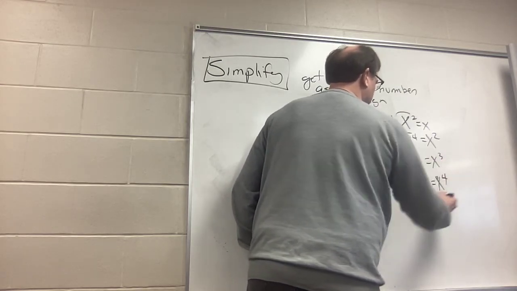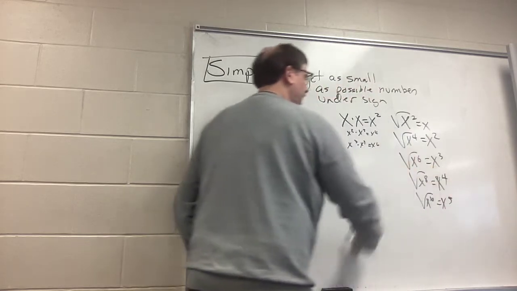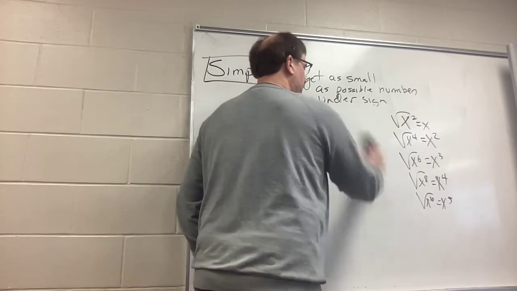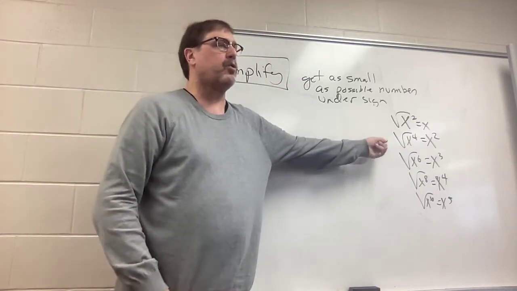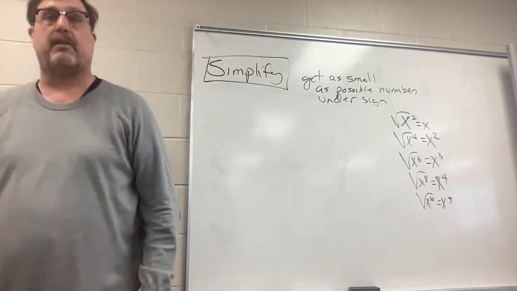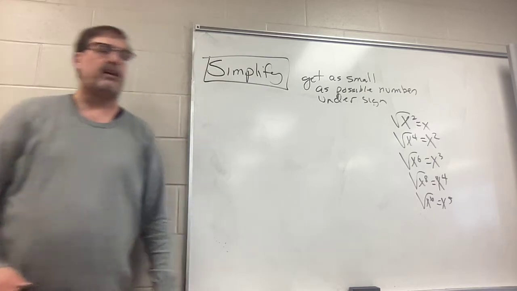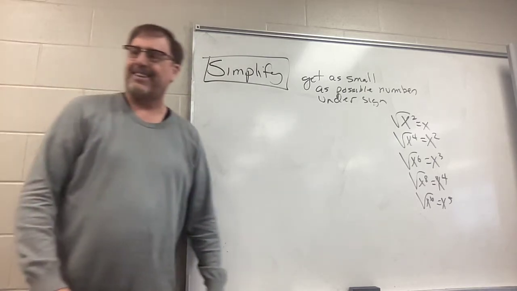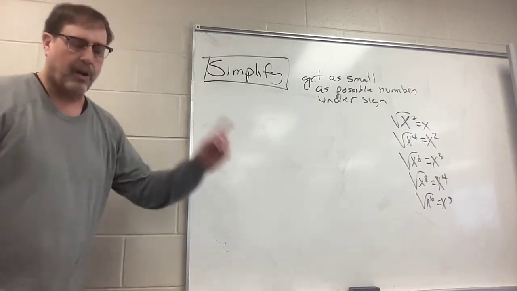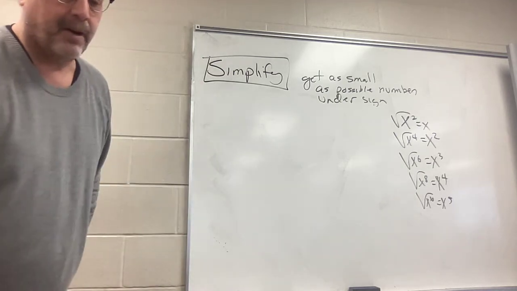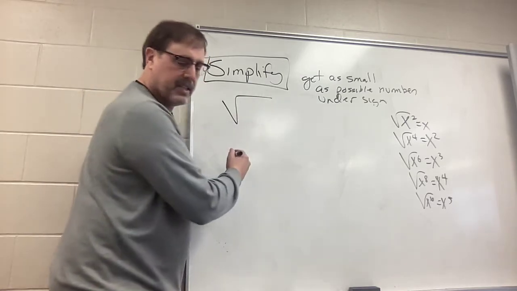With exponents, even exponents are perfect squares. So is x to the 24th a perfect square? Is x to the 100th a perfect square? Is x to the 7th a perfect square? No.